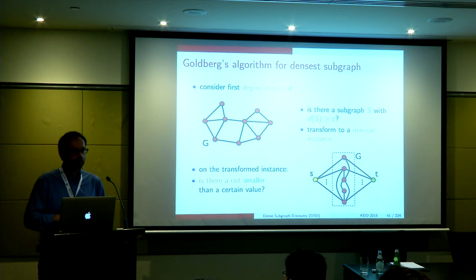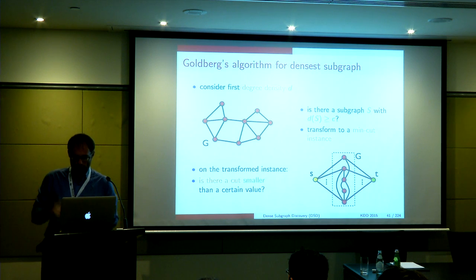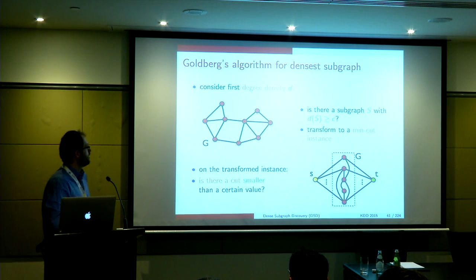Is the average degree. So I have a subgraph, and I look at the number of edges in the subgraph divided by the number of nodes. Okay, so this is the average degree. And now my problem is: I'm given a graph, and I want to find a subgraph that maximizes this density.